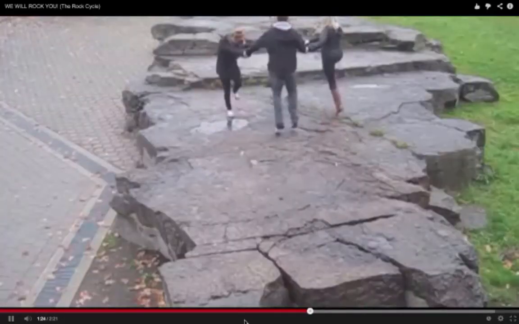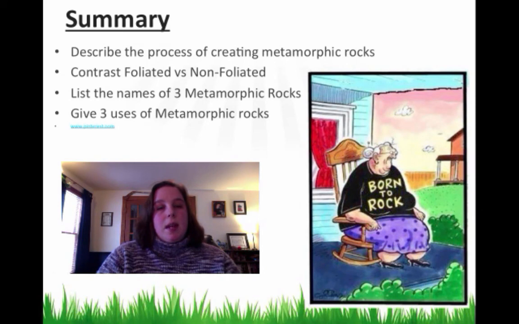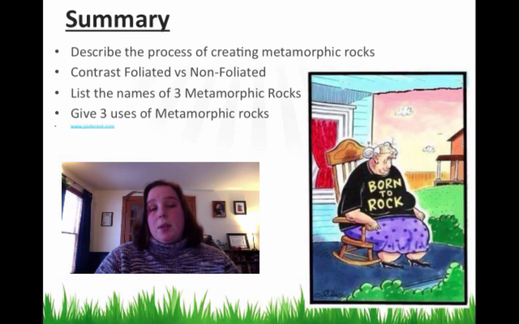All right, summary time. So here we go. So describe the process of creating metamorphic rocks. Make sure you can contrast foliated versus non-foliated. Give the names of 3 metamorphic rocks and give 3 uses of metamorphic rocks. So that takes up our third and last in our process of the classification of rocks.